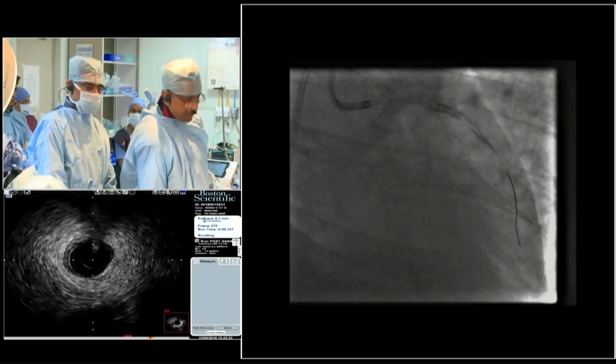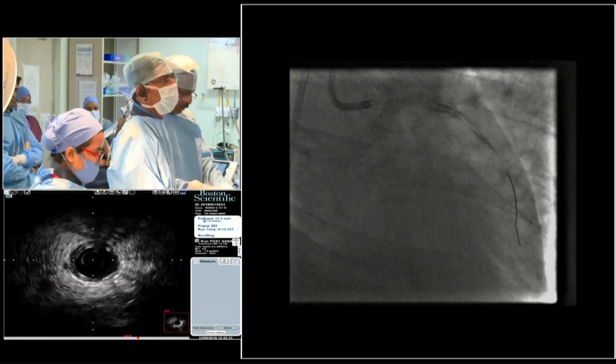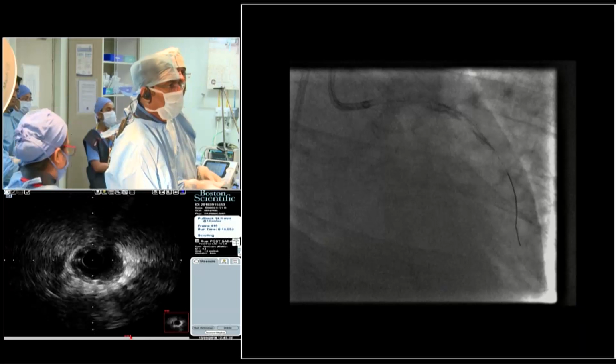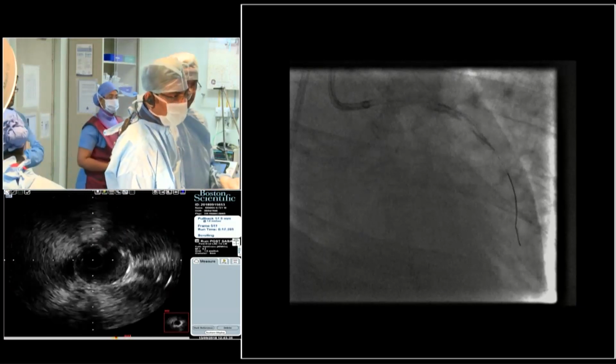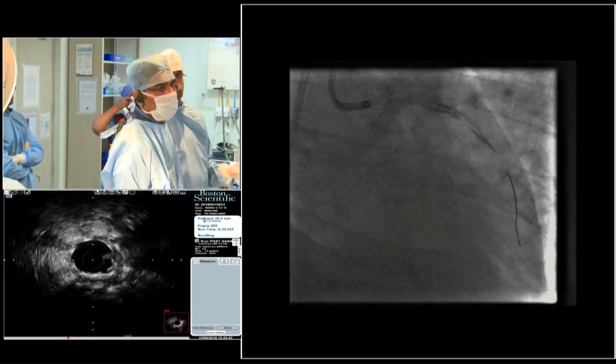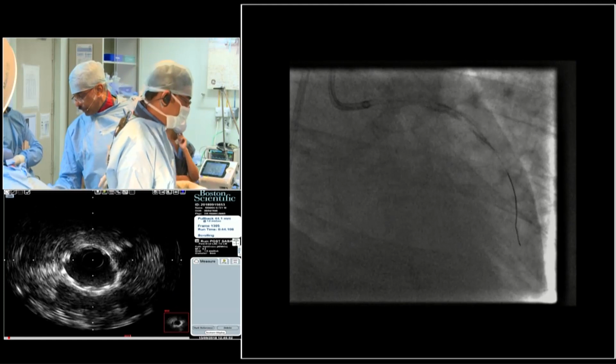Okay, so let's get the 2.5 balloon. I don't know how much time we have yet, but 5 more minutes I think. Okay, so let's try to do that very quickly. How much dye have we injected, sister? 120, sir. 120 ml. Okay, so we've injected 120. I don't want to inject too much here. 2.5 balloon, sister.